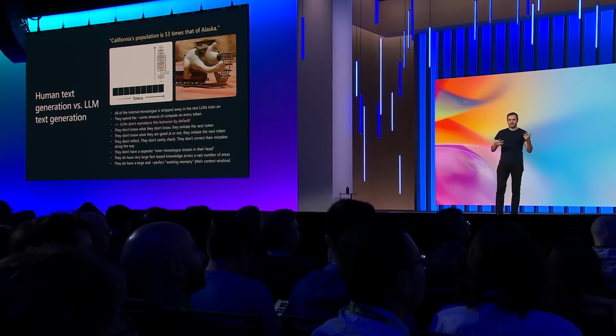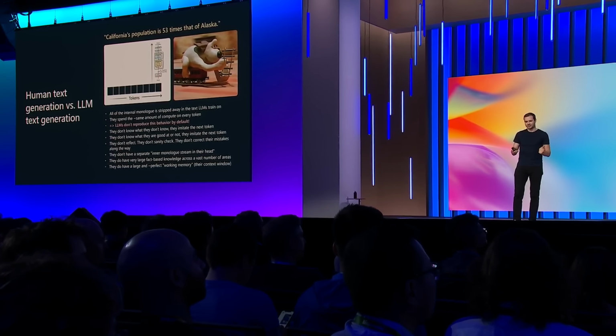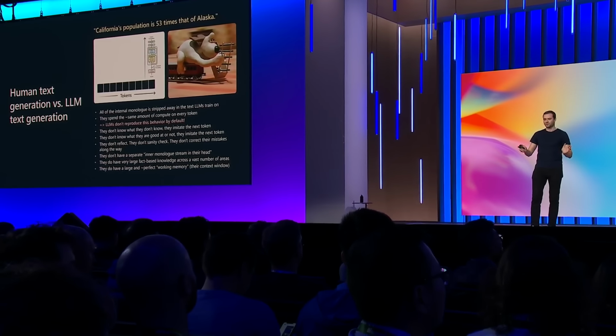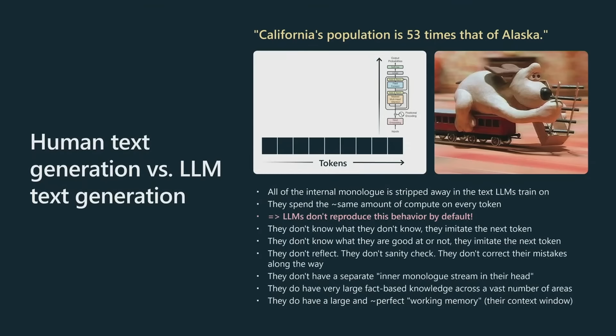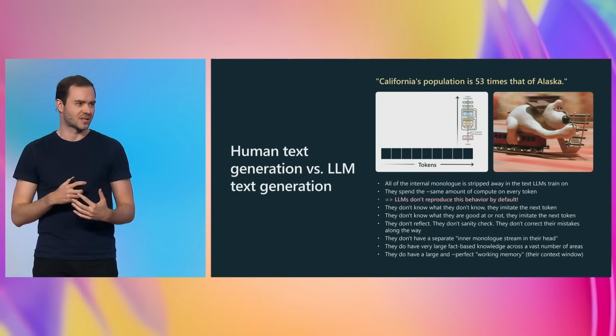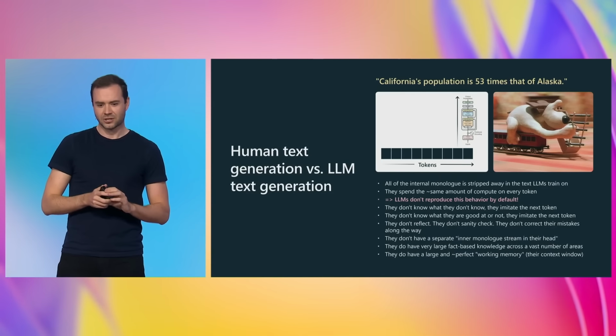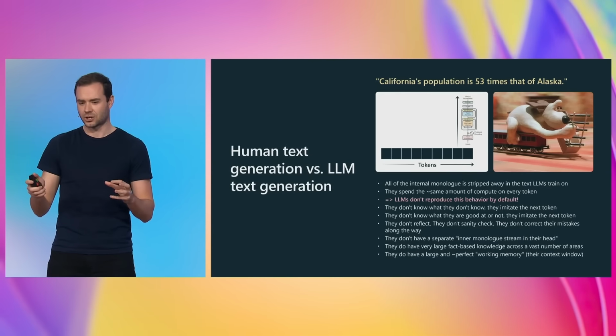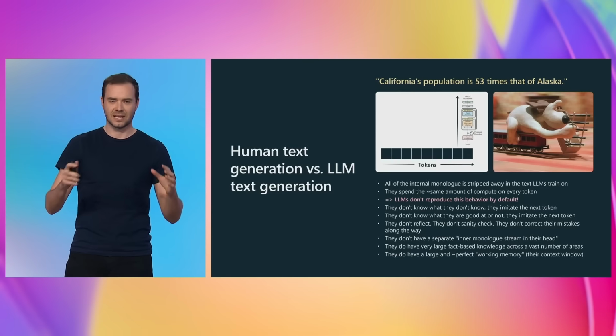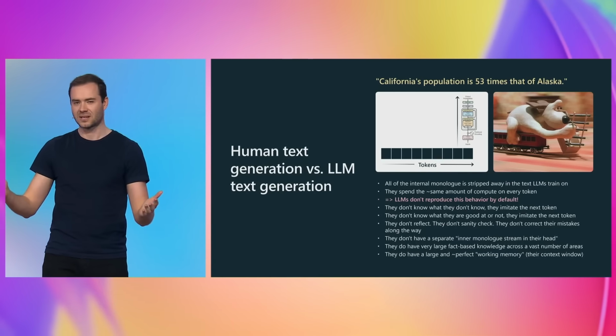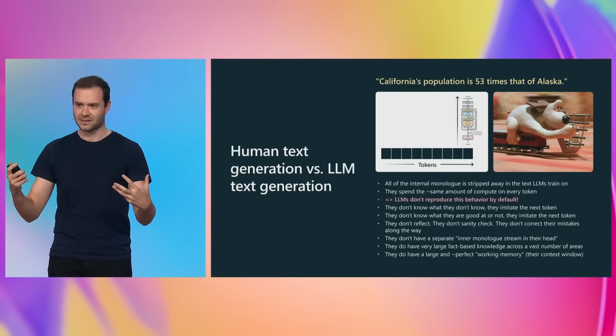They don't reflect in the loop. They don't sanity check anything. They don't correct their mistakes along the way by default. They just sample token sequences. They don't have separate inner monologue streams in their head evaluating what's happening. Now, they do have some cognitive advantages, I would say. And that is that they have very large fact-based knowledge across a vast number of areas because they have, say, several 10 billion parameters. So that's a lot of storage for a lot of facts.